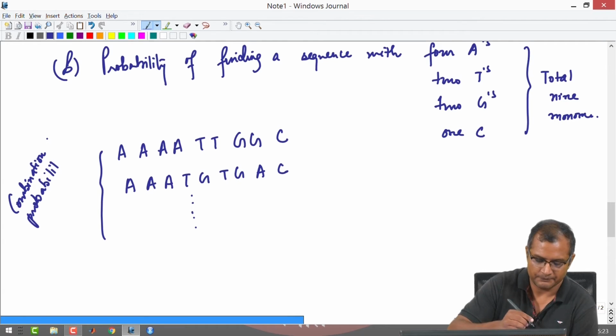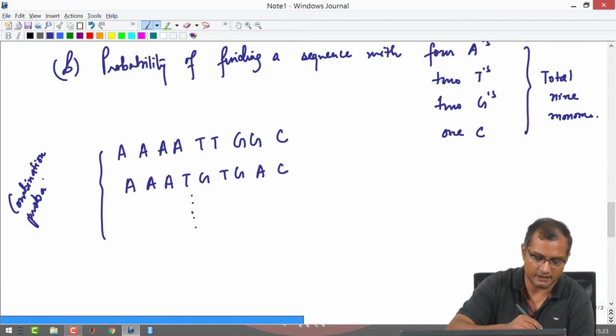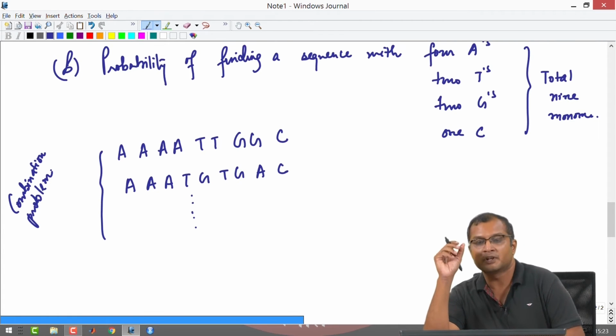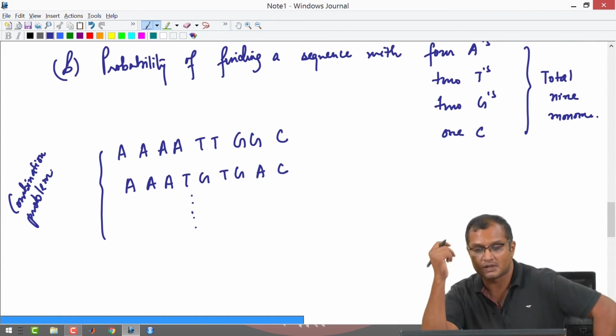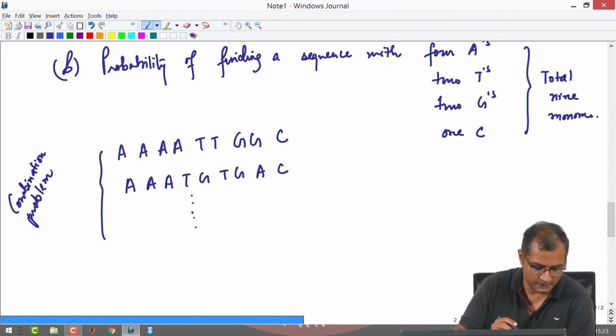What you have done is essentially ask the question that I am interested in the total number of ways in which I can get 4 A's, 2 T's, 2 G's and 1 C. It's different from the previous problem in the sense that you are saying that I do not care about the sequence, all I want is the probability of finding 4 A's, 2 T's, 2 G's and 1 C. So, this can be done in a much simpler way.